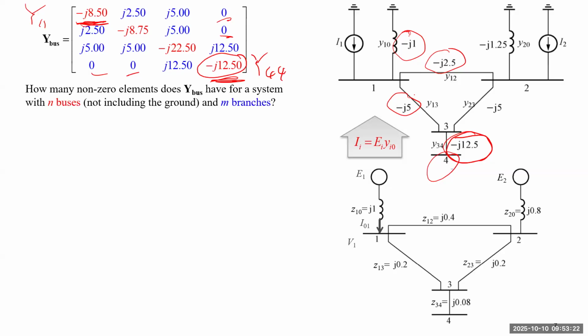Okay, next let me ask a question. How many non-zero elements do we have for this bus? This is a 4-bus system. We have 4 by 4, 16 minus 4, right? So we have 12 non-zero elements. But what if we have n buses, not including the ground, and m branches? How many non-zero elements do we have?